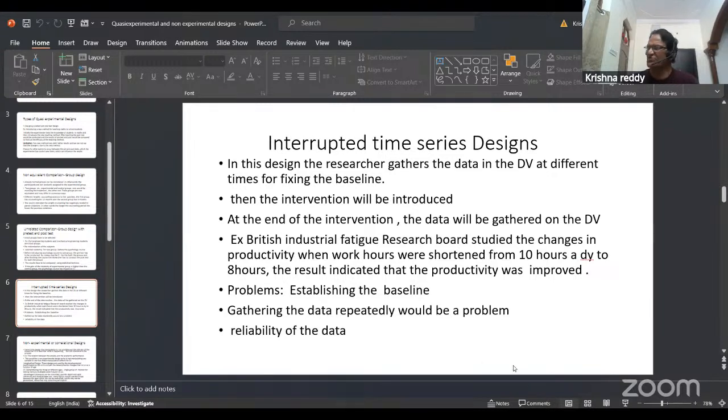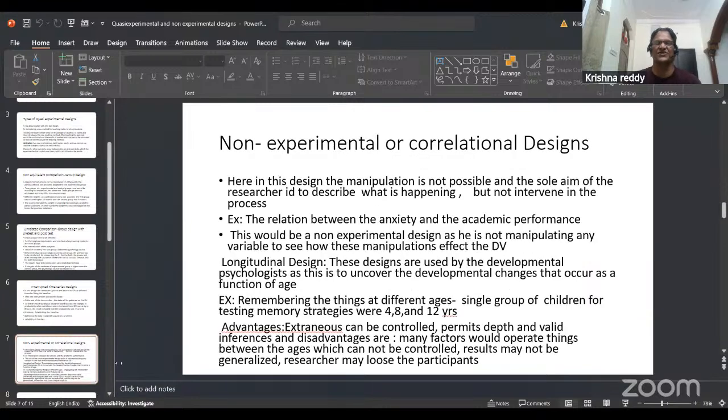Instead of having so much time, which is not very important, how best we can use the manpower to the maximum extent will decide the productivity. So I think this is the interrupted time series design, from one series to another series. You are trying to compare the data, and the data may be reliable at times, it may not be reliable. That is one of the problems with regard to this interrupted time series design.